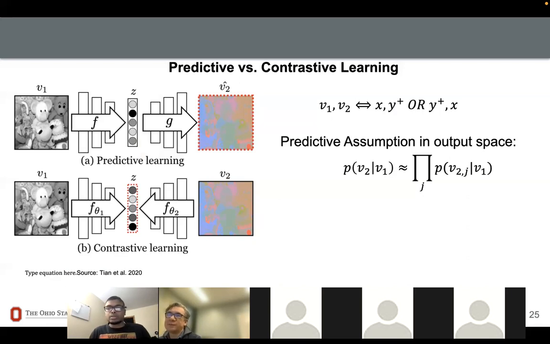Right, I see your point. What you're saying is the dependencies are in the penultimate layers between the V2Js. So independence is not really true anyway, because V2J can be coming from the same node; V21 or V22 can be affected by the same node, and that's the dependency.